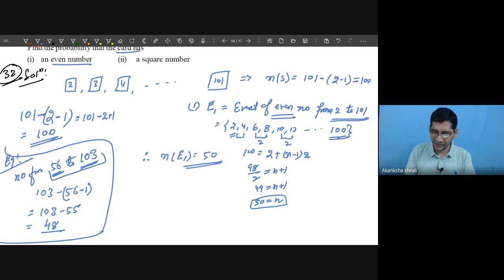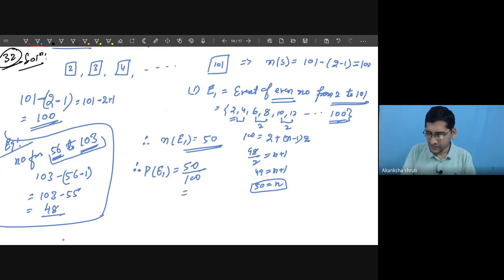Therefore NE1 is equal to 50. This way we have calculated the number of even numbers from 2 to 100. NE1 is 50. Therefore, what is their probability? Very easy. The total is 100. Out of that 50 have to be taken. So 1 by 2 is the answer. Okay, it is this one.